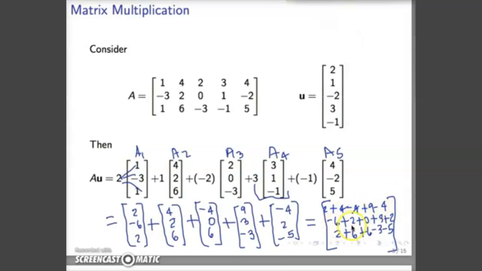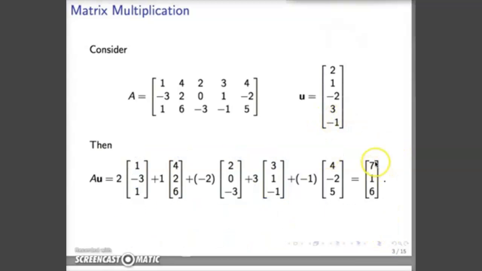And then you have minus 6 plus 4. That's, excuse me, minus 6 plus 2. That's minus 4 plus 1, plus minus 4 plus 3 is minus 1, plus 2 is 1, and then we have 6, 2 plus 6, 8, plus 6, 14, and 14 minus 8 is 6, right? So that leaves these numbers, 7, 1, and 6. So the product of this matrix times that vector equals this vector.